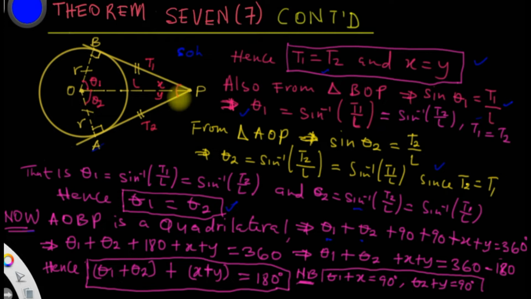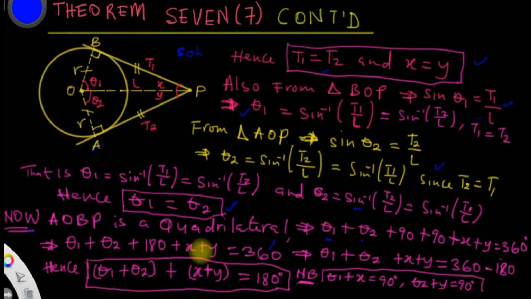So all the angles, this angle, this angle, and this angle. So we have theta 1 plus theta 2 plus this 90 degrees plus this 90, plus x plus y, will give us what? 360 degrees. And 90 plus 90 will give us 180. So we can say that theta 1 plus theta 2 plus 180 plus x plus y is equal to 360 degrees.